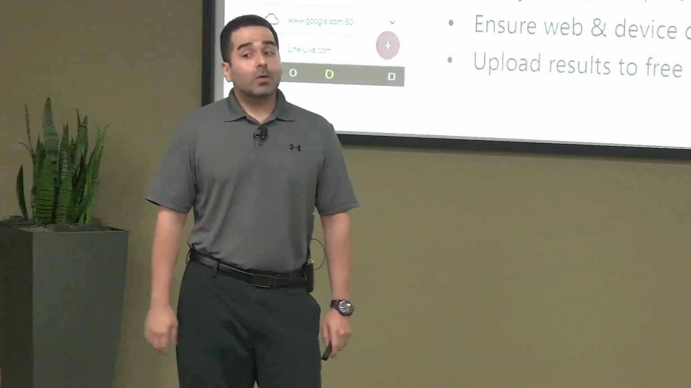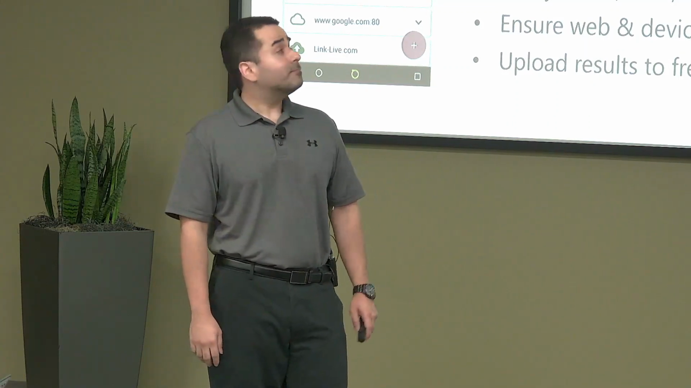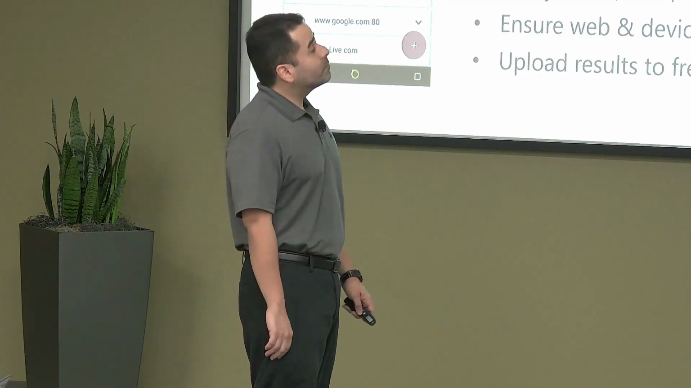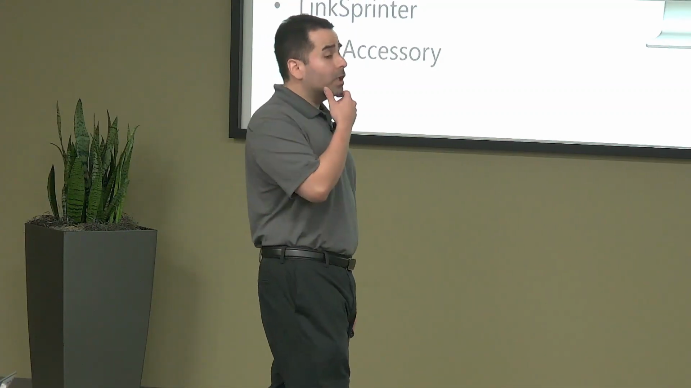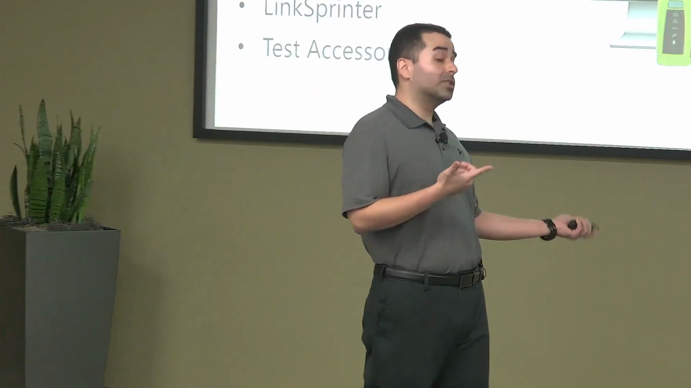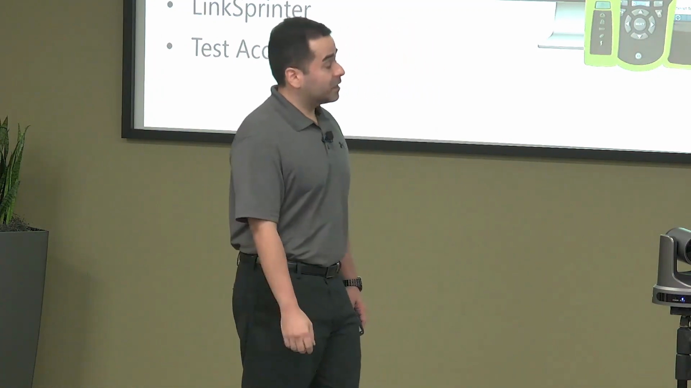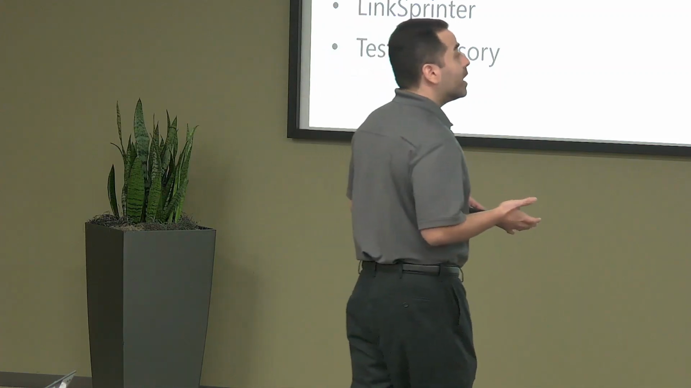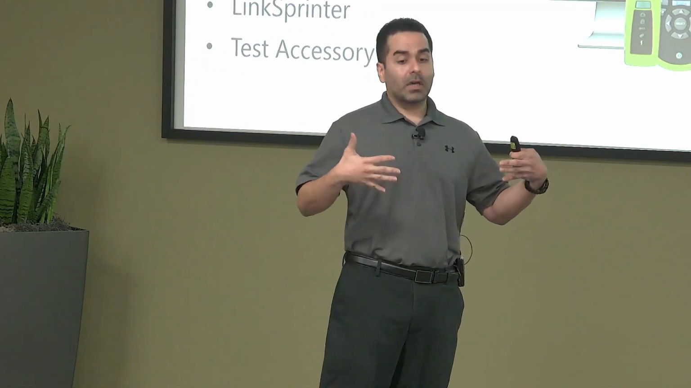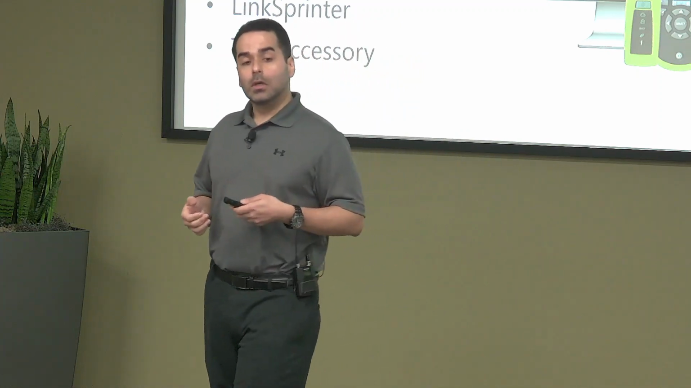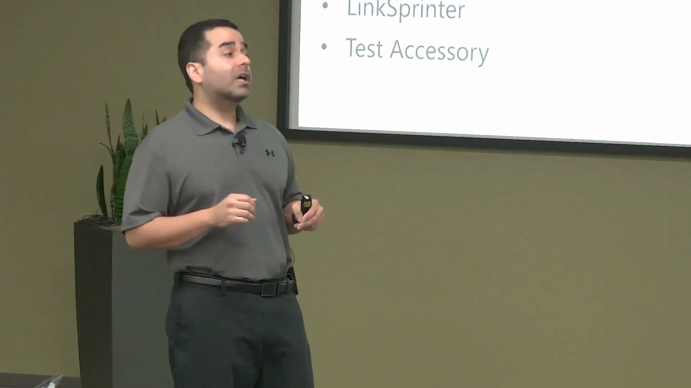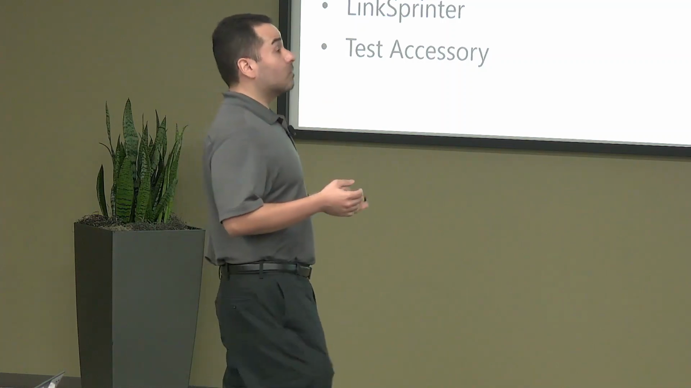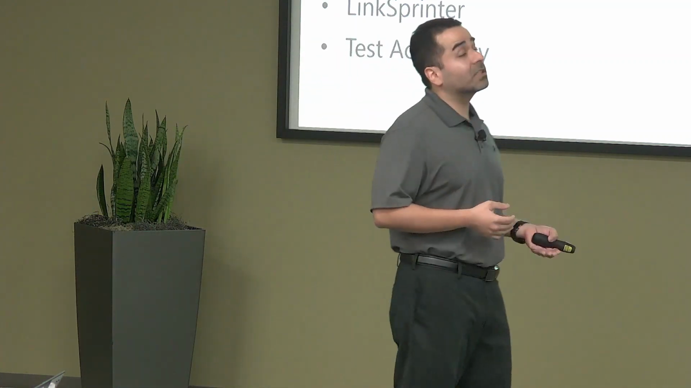Okie doke. So anyway, moving on then. That was the LinkRunner G2. Then the other product that we already mentioned a few times is Link Live. Technically, even though it's a free product, it's still a product. What it does is that it allows you to manage all your test results on all your units in a single place. So you tie or claim your units to Link Live, anything from the AirCheck to LinkRunner, the OneTouch, Link Sprinter, test accessory.